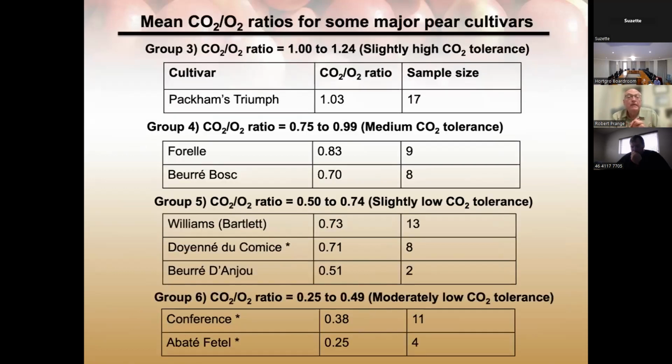On the pear list, in general, pears are more sensitive to CO2, but within the pears, the groups listed here show Packham's Triumph is probably the most tolerant with a ratio just above 1. And then after that, it gets into very intolerant: Forelle, Bosc, Williams, Comice, Anjou, and Abate Fetel or Abbé Fétel is very sensitive.